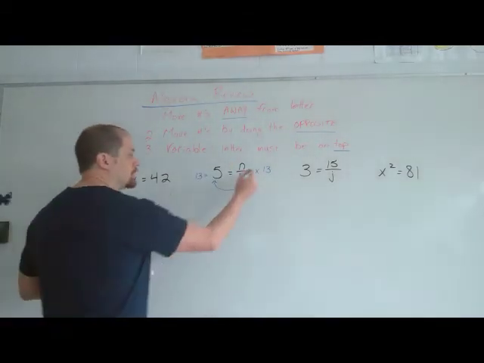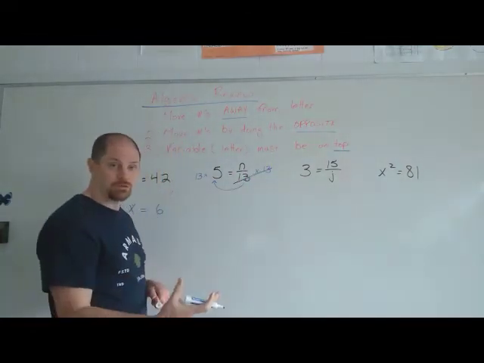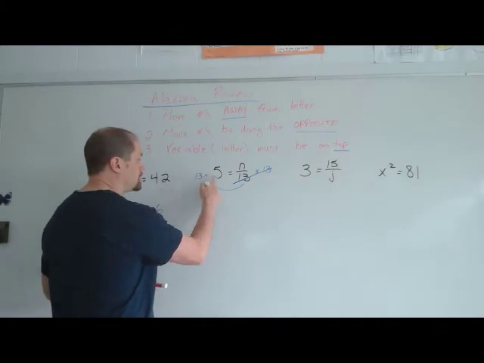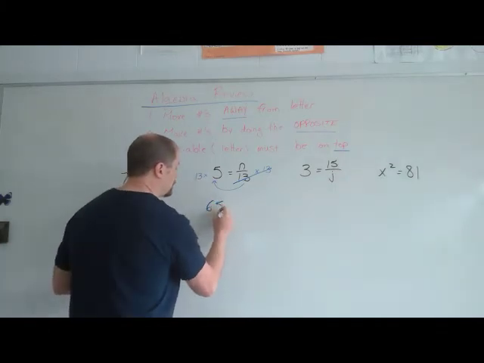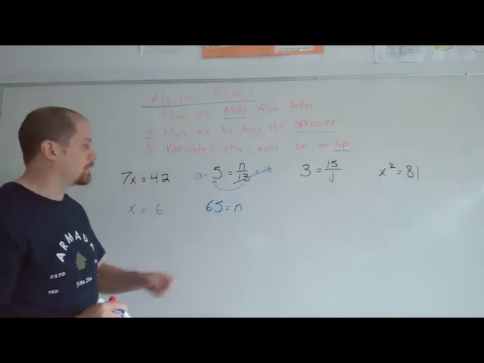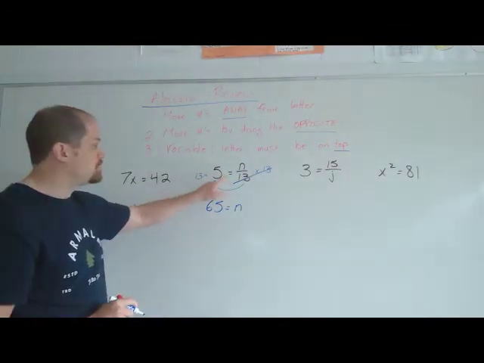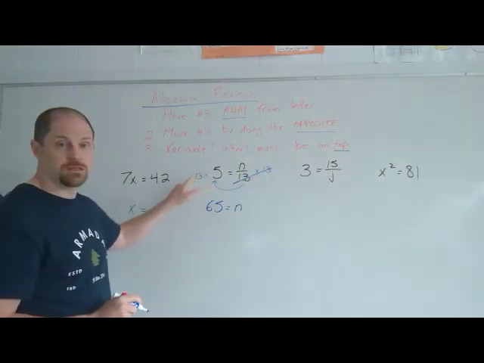So if we do this, 13 divided by 13, they cancel, it becomes 1 and disappears. 13 times 5, and we get our answer. So again, we're always moving the numbers away from the letter. We are always doing the opposite, and we do the opposite to both sides.